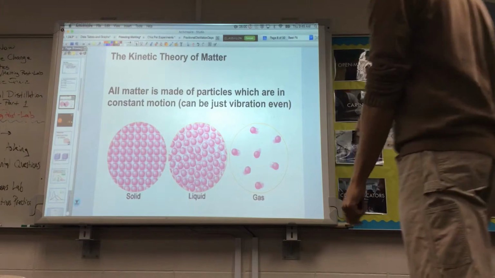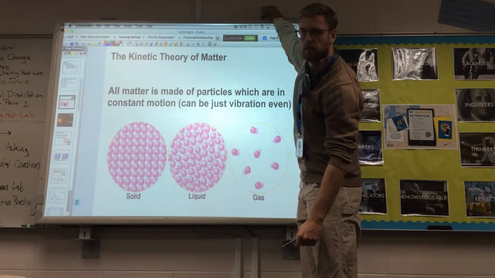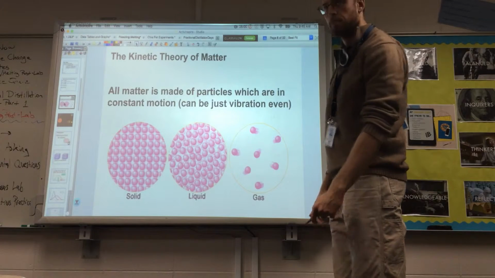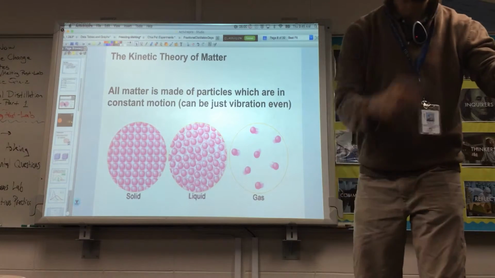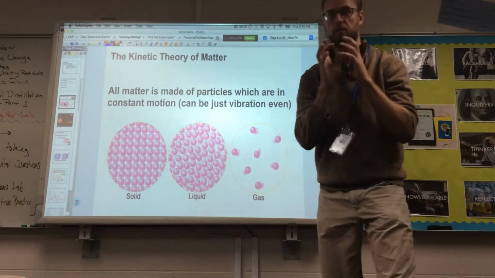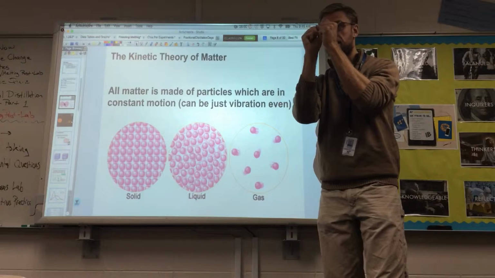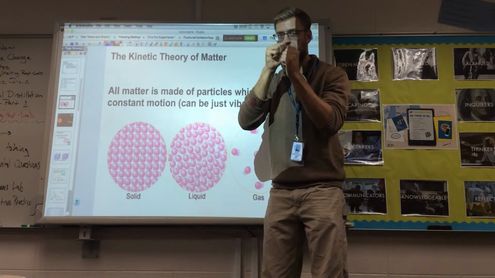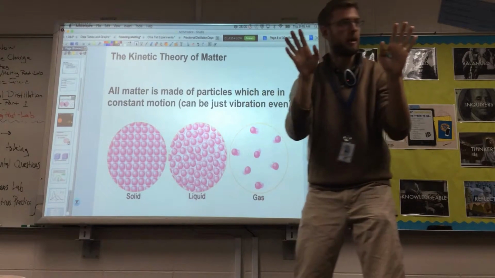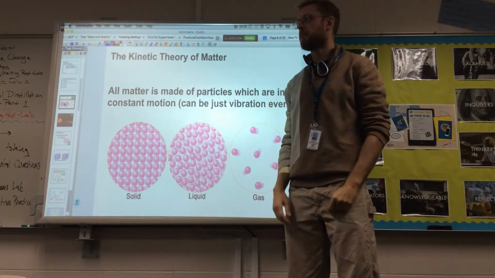Wait, does that mean that this wall right here is moving? It looks pretty still to me, you guys. What if we zoomed in and we looked at just the atoms of that wall? What would we see? The atoms are vibrating. They're stuck in place. They're in the grid of that substance, but they're vibrating in place. All matter is moving.